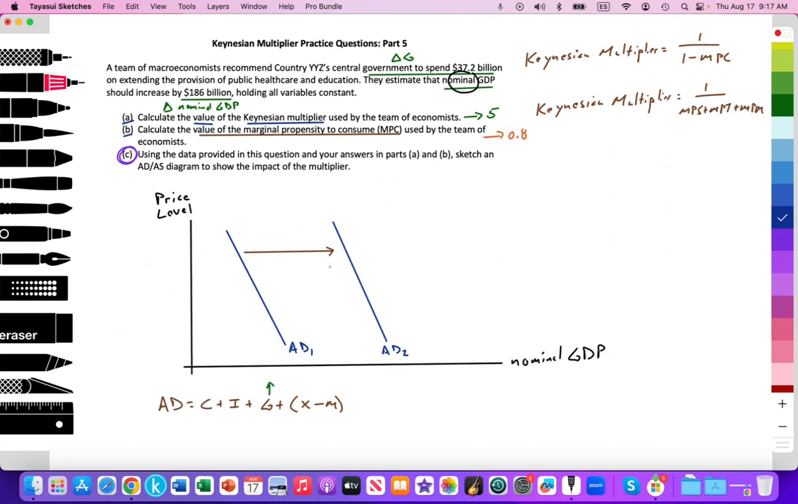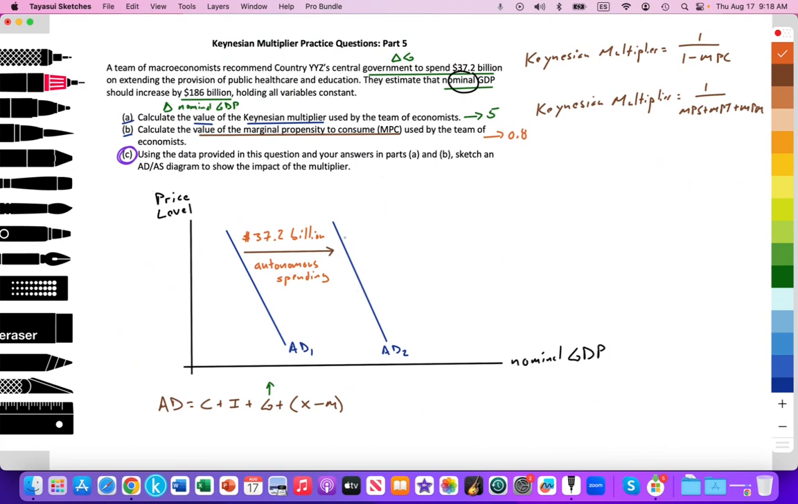So I'll draw that. And the distance between AD1 and AD2 is the level of government spending, or 37.2 billion. So I'm going to go ahead and label that. Here we have autonomous spending, and I'll label that. The IB evaluator will be checking to see if you're labeling it as autonomous spending, and the value of that's going to be $37.2 billion, expanding aggregate demand from AD1 to AD2.